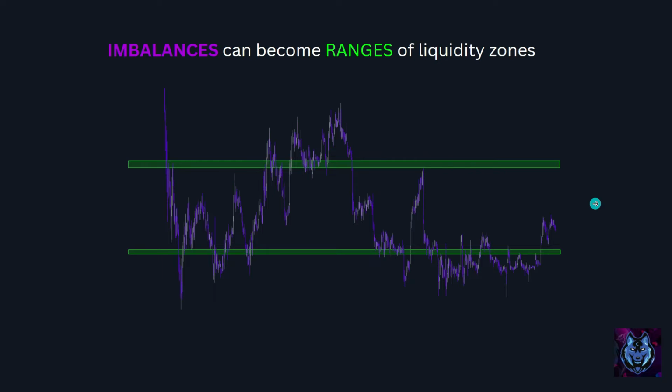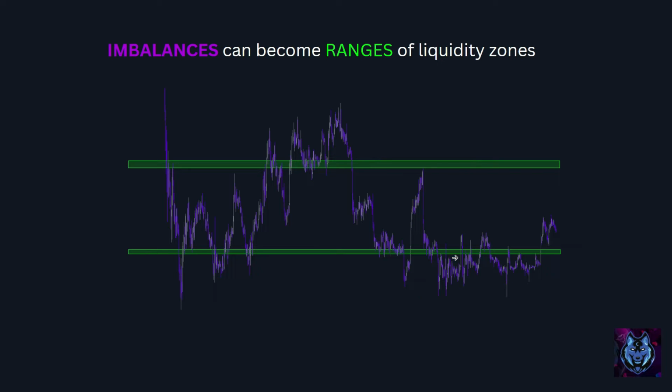Imbalances can become ranges of liquidity zones. So these were these imbalance zones I was talking about. I mark out imbalances and then I drag it across the whole graph. These become zones where price ping pongs up and down. They can become magnets. As you can see, it breaks here all the way down here, comes back up, taps in here, breaks down here.